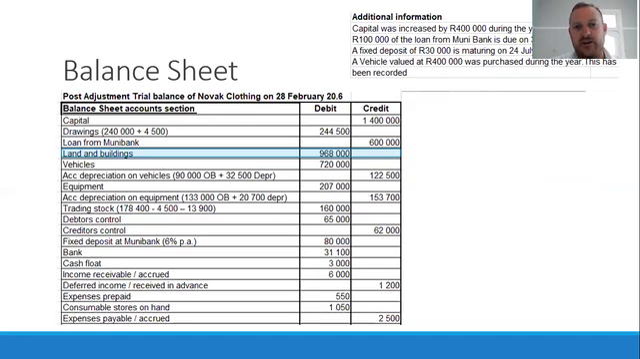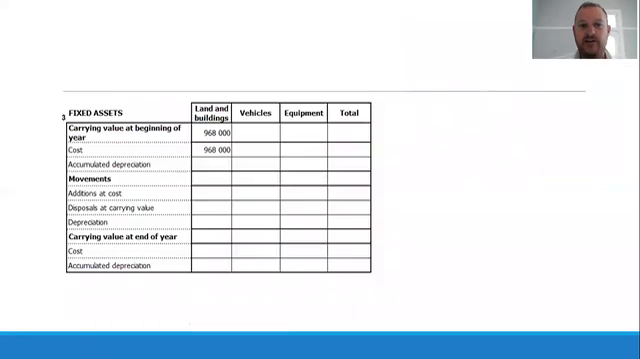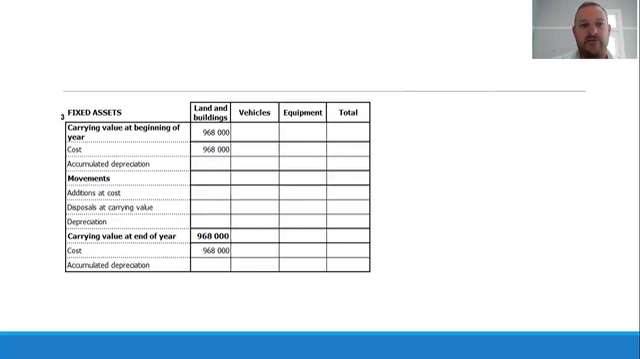Obviously, with the historical cost rule, we always record land and buildings at the original purchase price. So you see there, land and buildings is 968,000 Rand. If we take that through to the actual fixed asset note, the carrying value at the beginning of the year is 968,000 Rand because of the historical cost rule. There's no accumulated depreciation on land and buildings, and there hasn't been any additional land and buildings purchased during the year, otherwise we would have included it. The carrying value at the end of the year is going to be the same, 968,000 Rand.